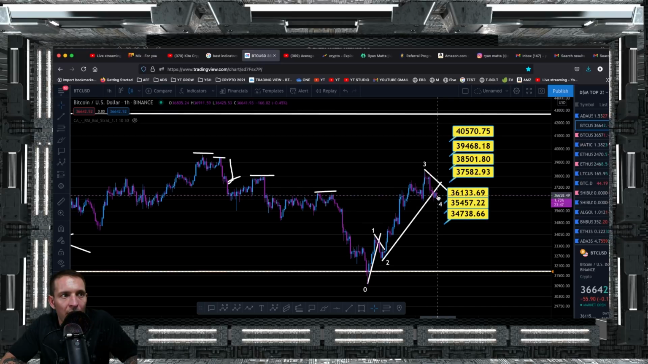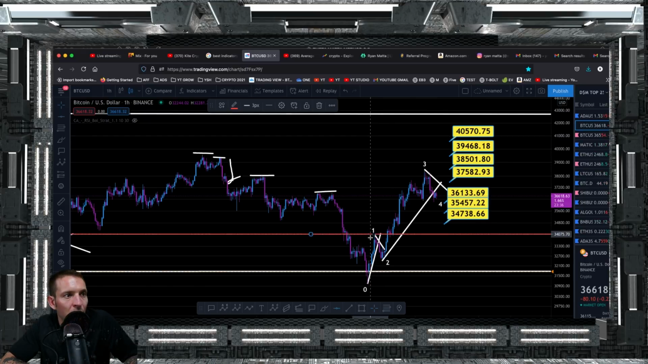Leg 4, when leg 4 is retracing, the rule is that leg 4 cannot retrace into the peak of leg 1. So we can see, even if Bitcoin retraces all the way to 34,780 right now, it is still holding formation. The pattern is still good. I would not be panicking thinking Bitcoin's going to continue to crash.